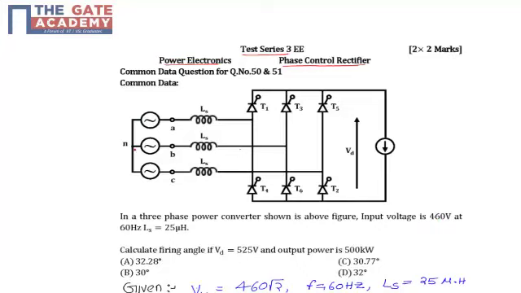We have to find the firing angle alpha if Vd, that is the output voltage, is equal to 520 volt and output power P0 is 500 kilowatt. We have to find the value of firing angle alpha.